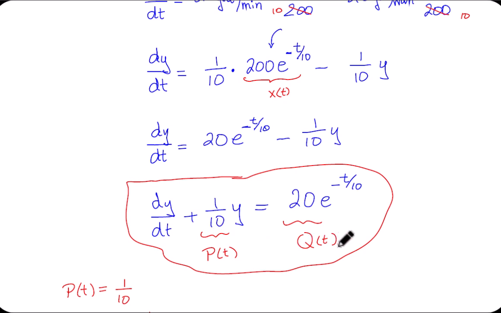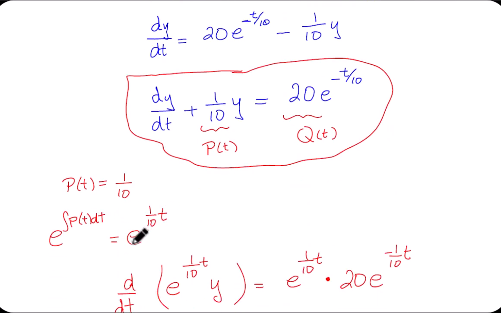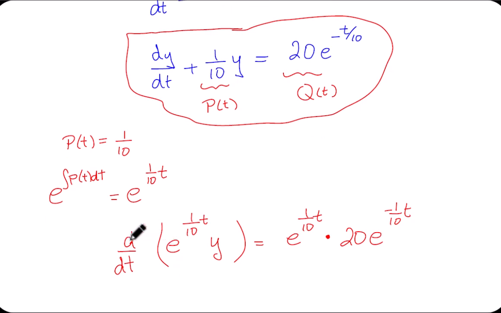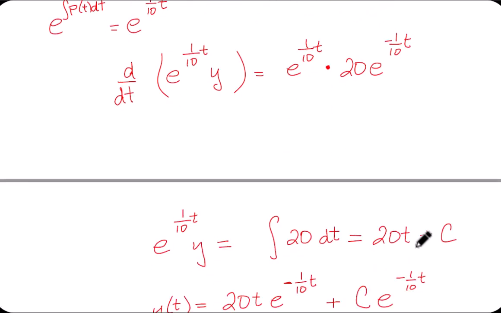And so now if we manipulate this, we get our first order problem where P of t is 1/10, Q of t is this 20 e to the minus t over 10. So I need to get my integrating factor, e to the integral of P of t. Multiply both sides by the integrating factor. Integrate both sides. Integrating the left is easy. On the right, notice this e to the 1/10 t perfectly cancels this term. So I'm simply integrating 20. So I get 20t plus c.